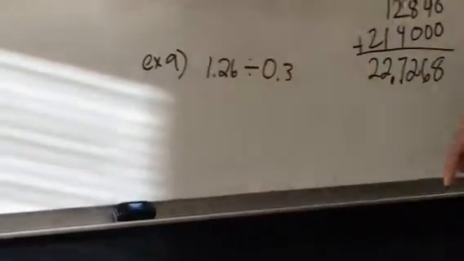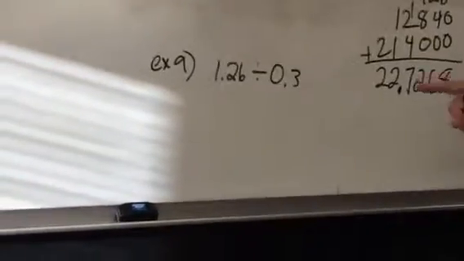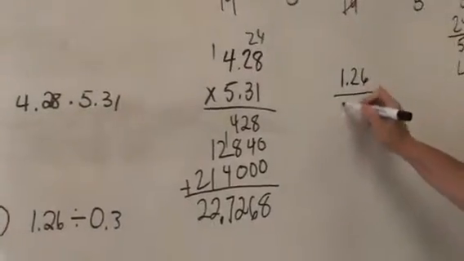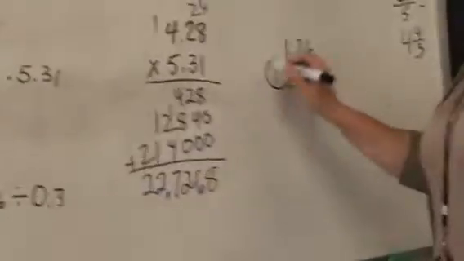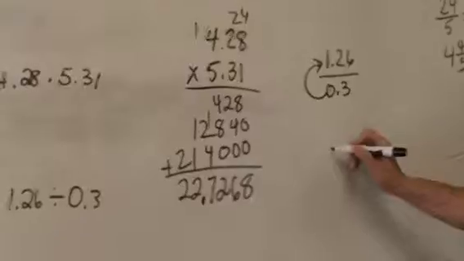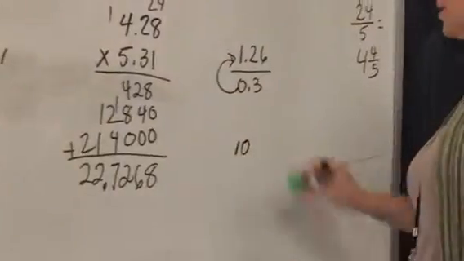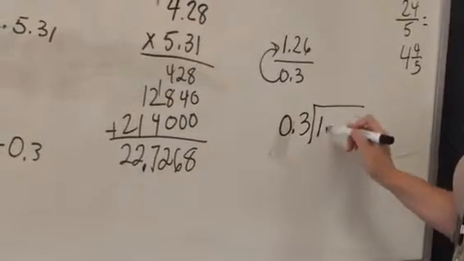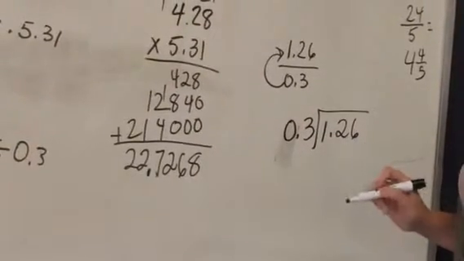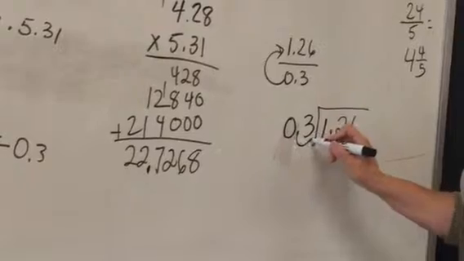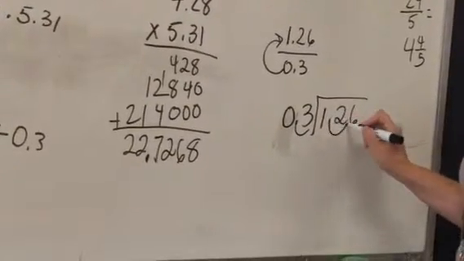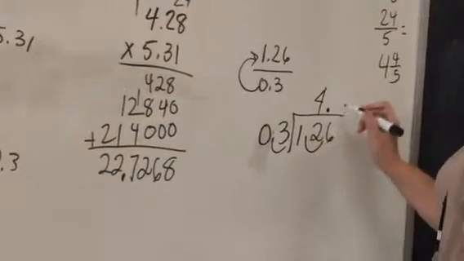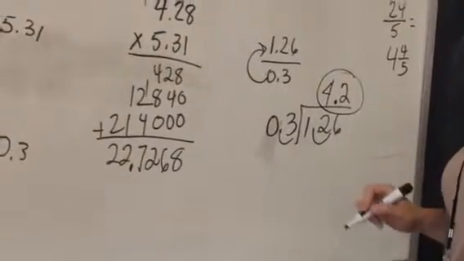The last thing is 1.26 divided by 0.3. That's just like writing 1.26 over 0.3. So we have to divide the bottom number into the top number. So 0.3 into 1.26. Anytime you have a decimal in a division problem, you have to move it over 1. But if I do that, I have to move that over 1. So now I get 3 into 12 is 4, 3 into 6 is 2, and the answer is 4.2.